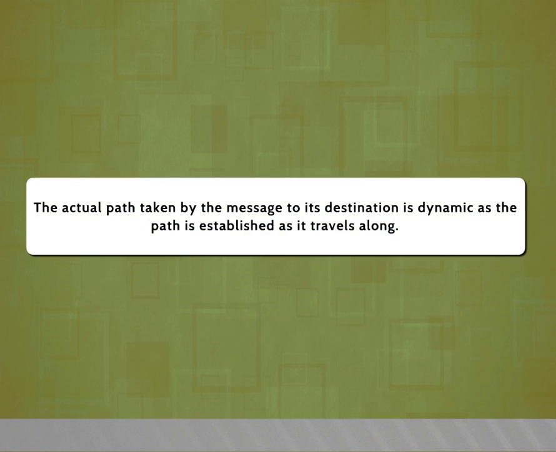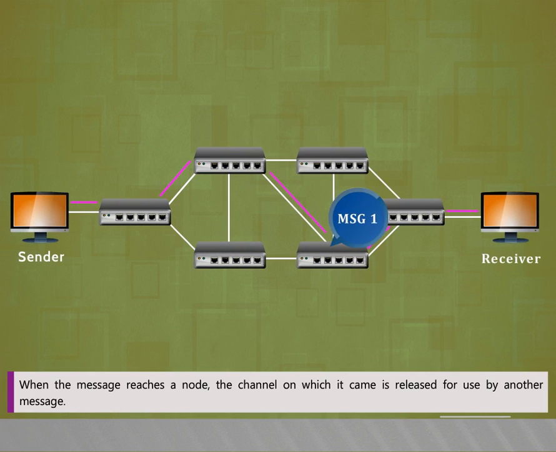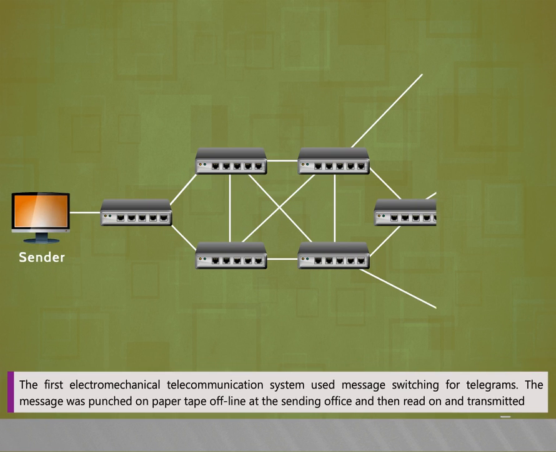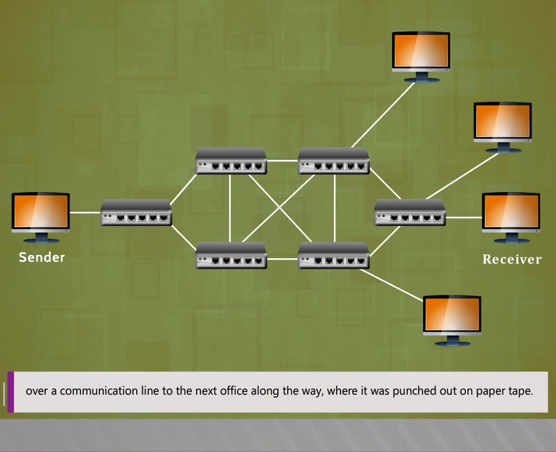The actual path taken by the message to its destination is dynamic, as the path is established as it travels along. When the message reaches a node, the channel on which it came is released for use by another message. The first electromechanical telecommunications system used message switching for telegrams. The message was punched on paper tape offline at the sending office and then read and transmitted over a communication line to the next office along the way, where it was punched out on paper tape.